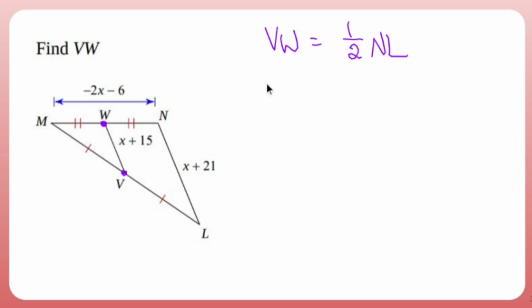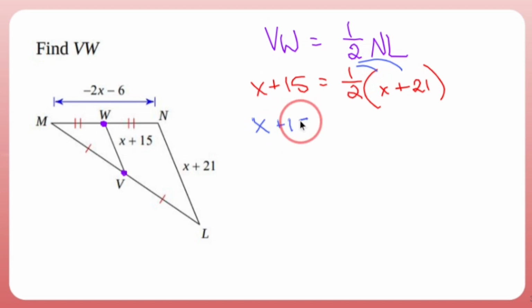So VW was x plus 15. That's going to equal 1/2 of NL, which is x plus 21. Now it's just an equation with distributive property, x on both sides. So let's distribute out the 1/2. That gives me x plus 15. That part hasn't changed. Half of x is 1/2 x. And half of 21 is 21 over 2. Okay, you could put 10.5, but I'm keeping it as 21 over 2. I have a feeling that's just going to be the best for us.